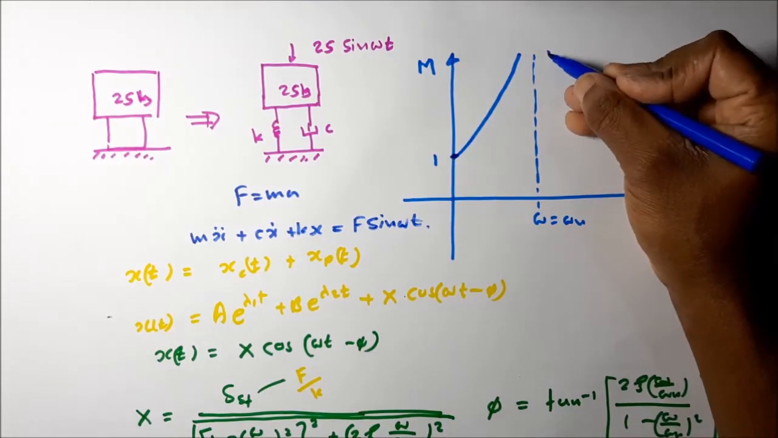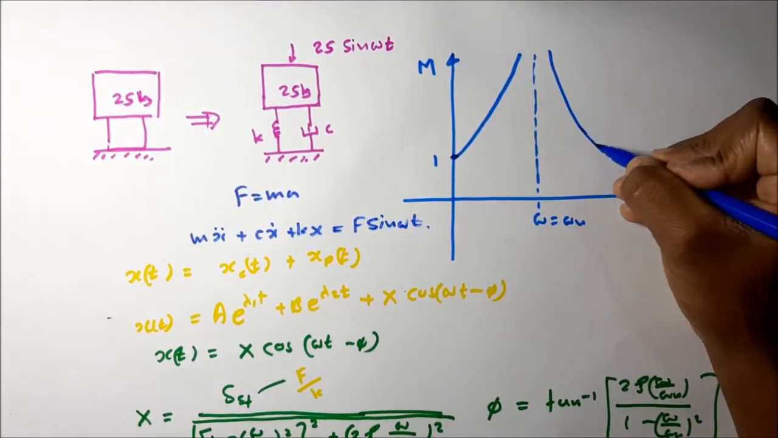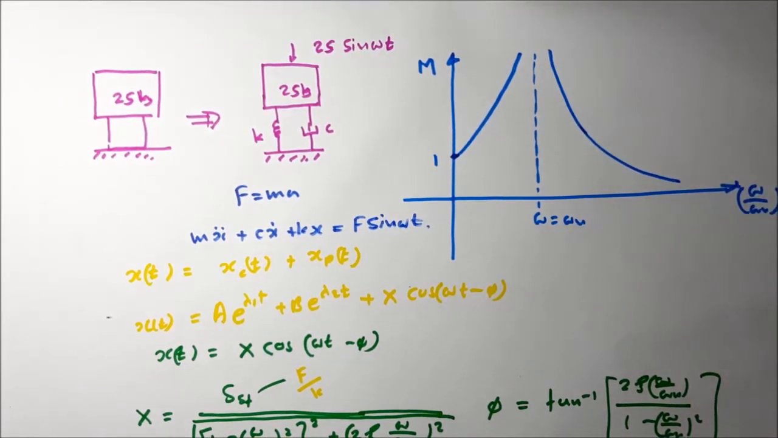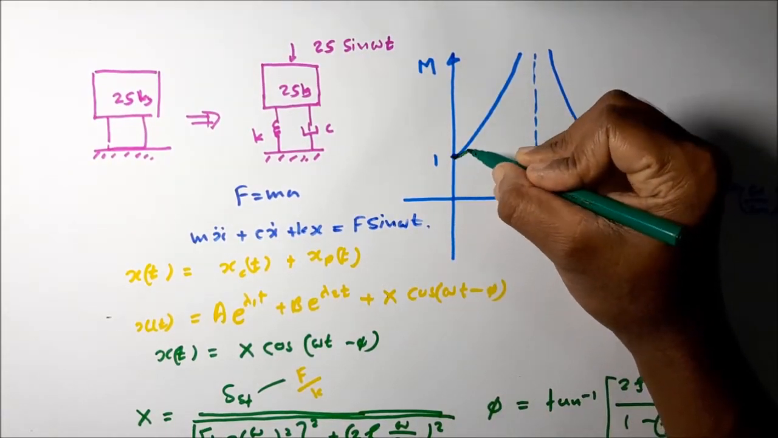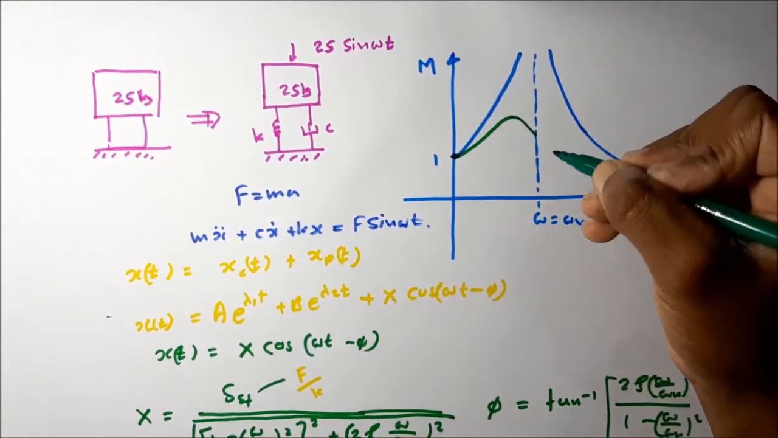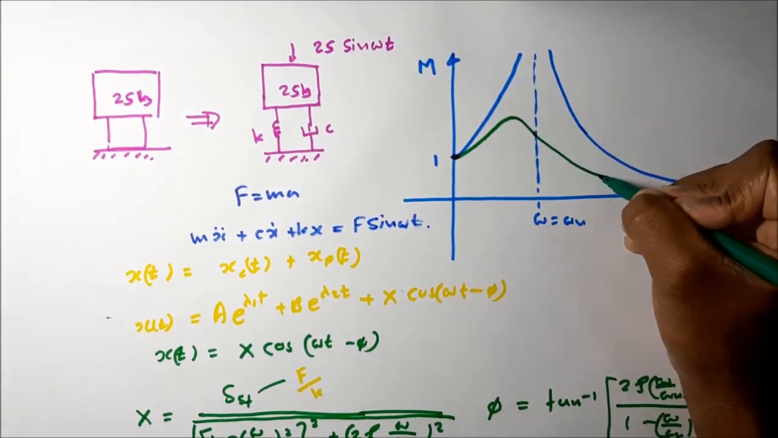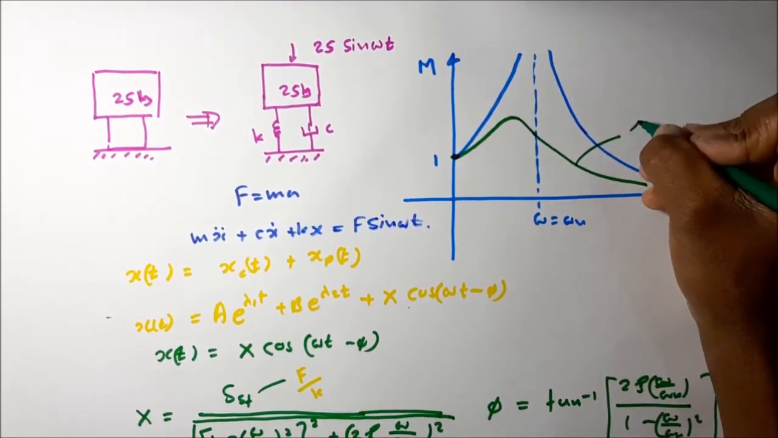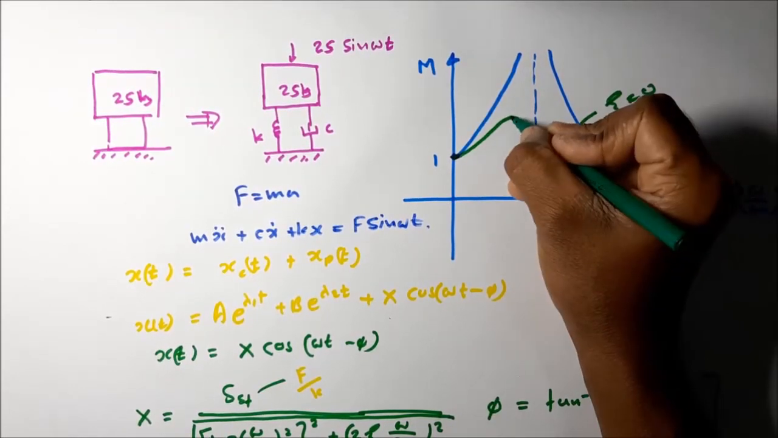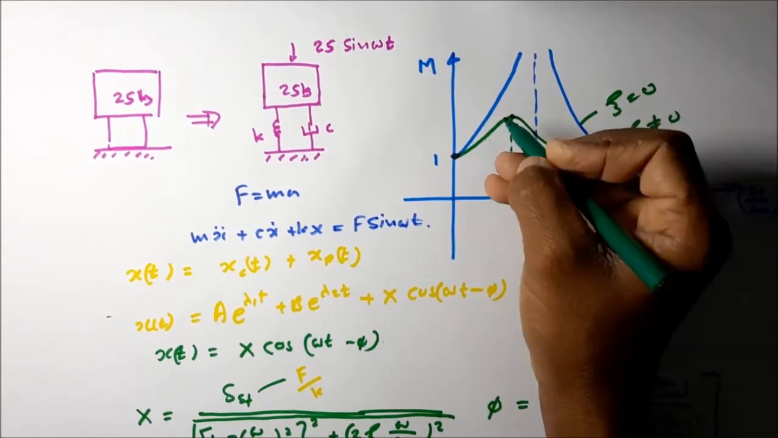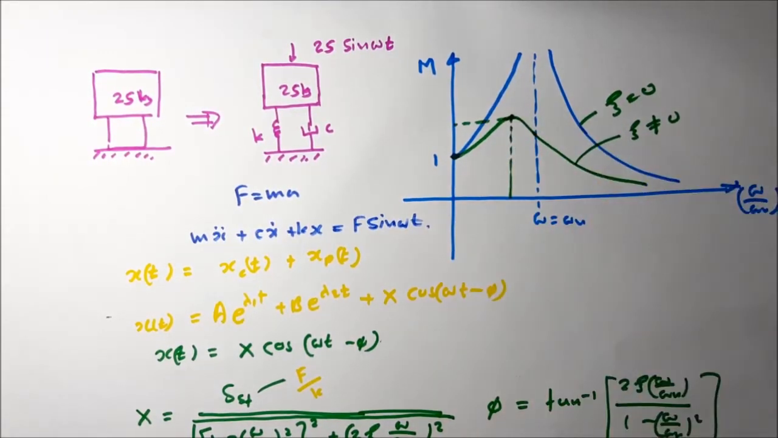This is how it varies. For any zeta not equal to 0, it has this kind of variation. Here, for the zeta equals 0 situation, this is the maximum value, the maximum amplitude ratio. We discussed this theory in theory classes.